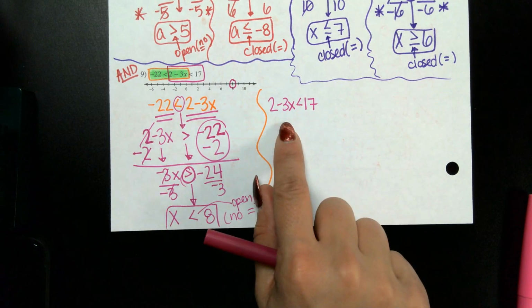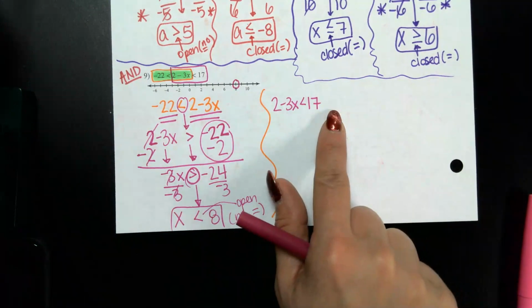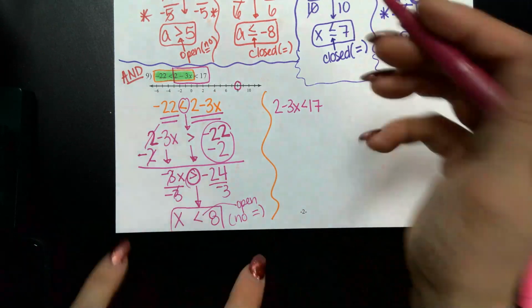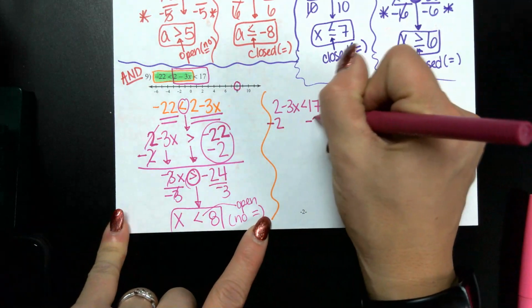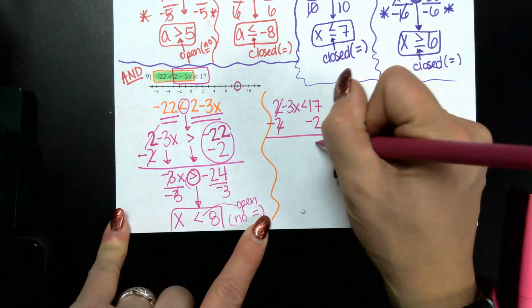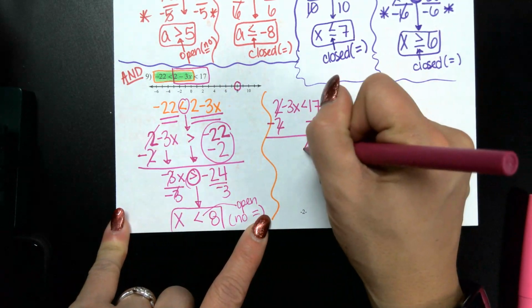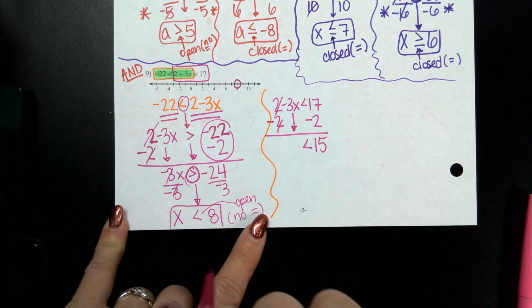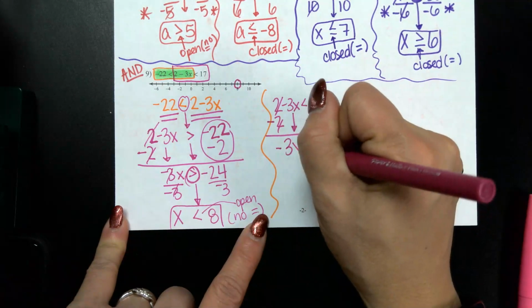Same 2 steps here. We're still going to move the 2, and then we're still going to divide by the negative 3 just like we did with this one. So we're going to subtract 2 from the 17, giving us 15. Make sure when you bring down that 3x, because there's a minus sign in front of it, it's technically negative 3x.